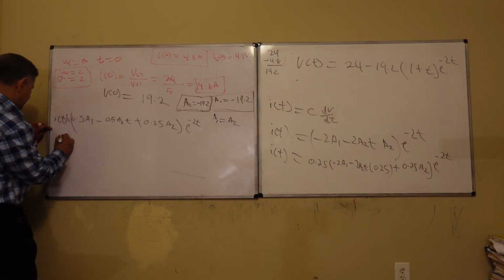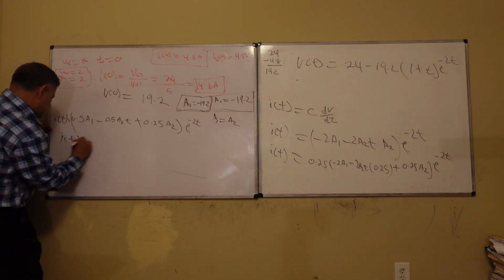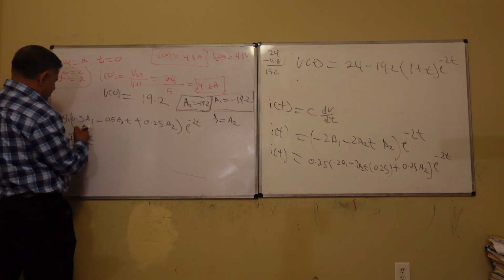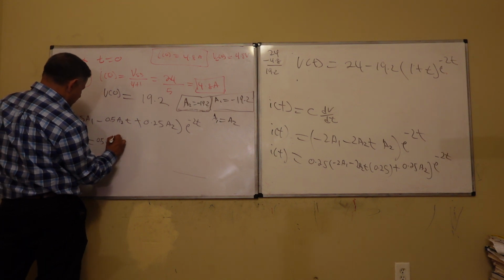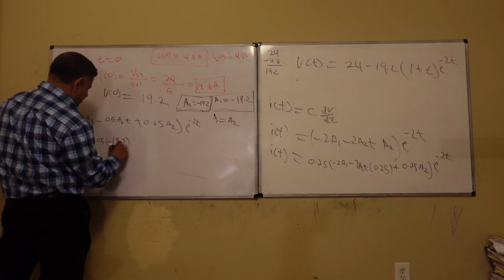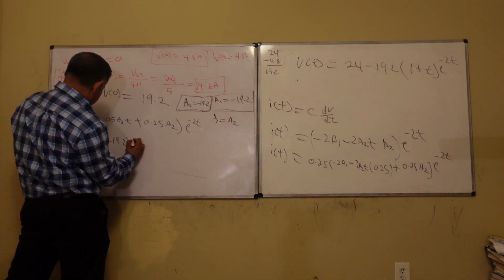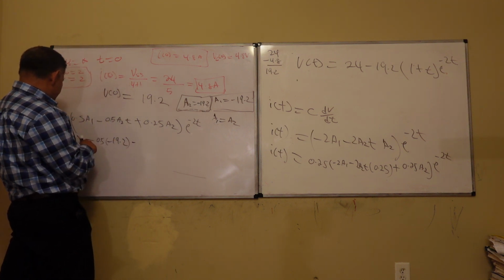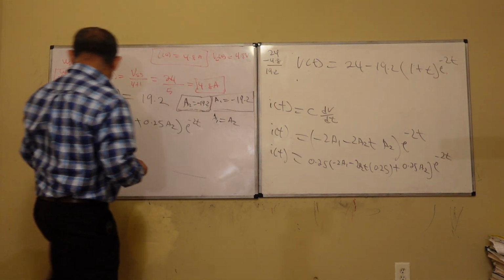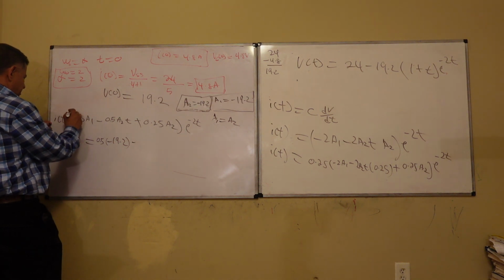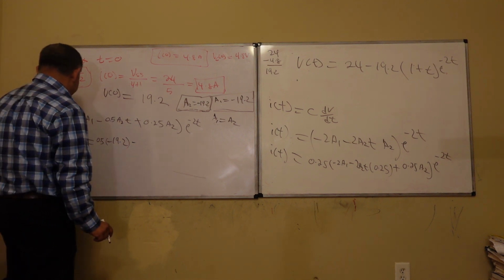So now what I do, I say that I of t is equal to what? It is equal to 0.5 minus 19.2. That's the value of this, and then times minus. Remember that this guy was a minus, so I gotta keep that a minus. Be careful. It's very dangerous to make a mistake over here, and a sign will throw you off the answer.